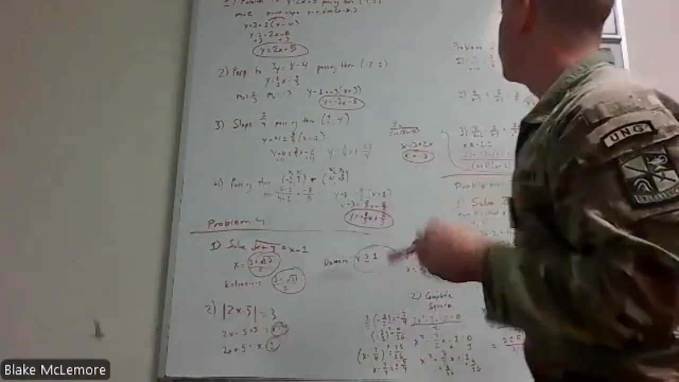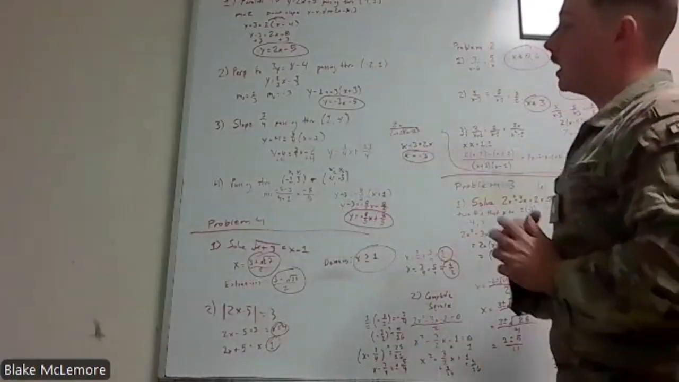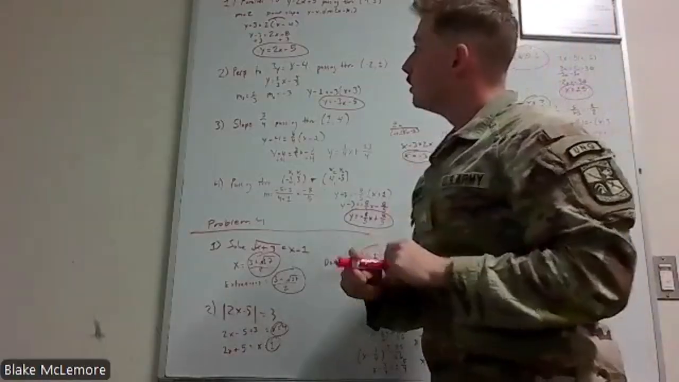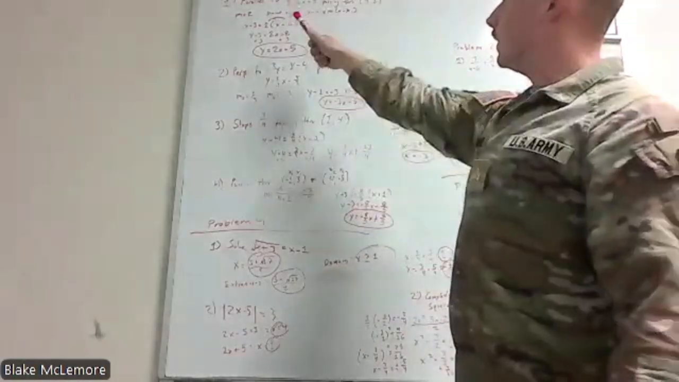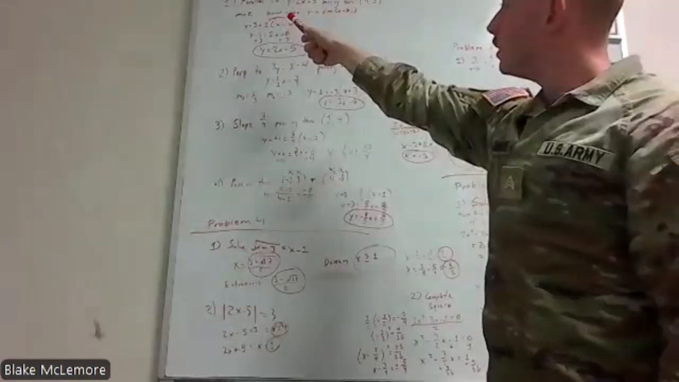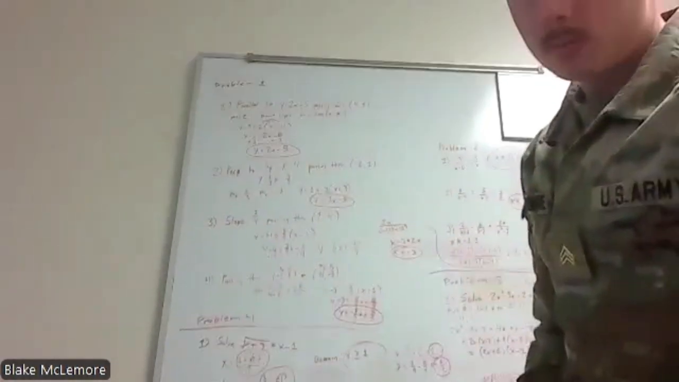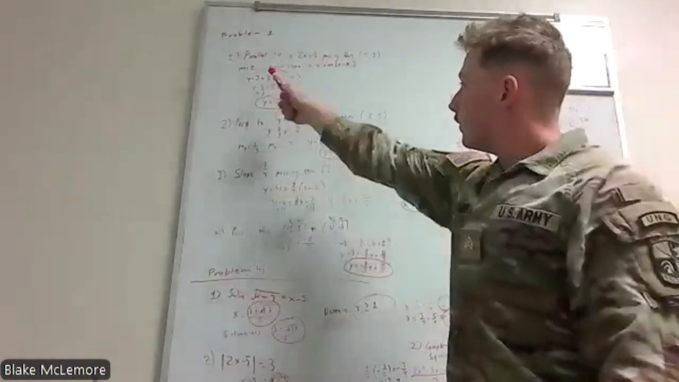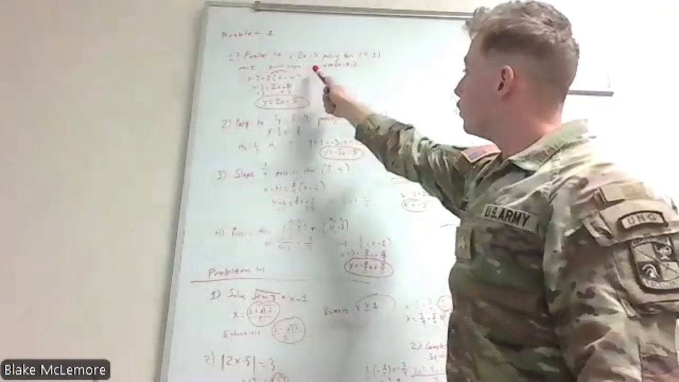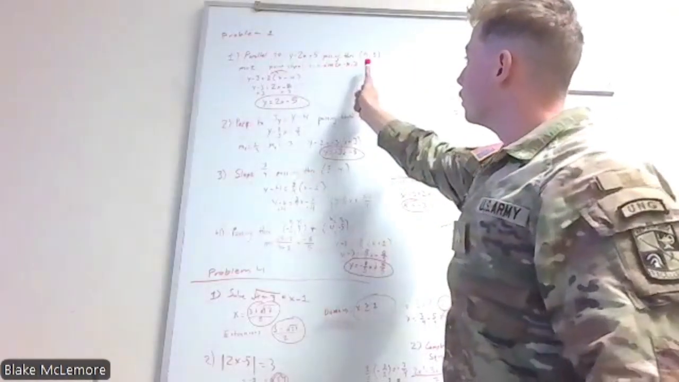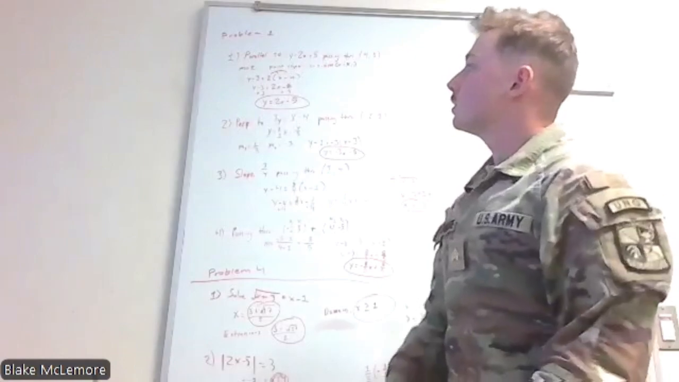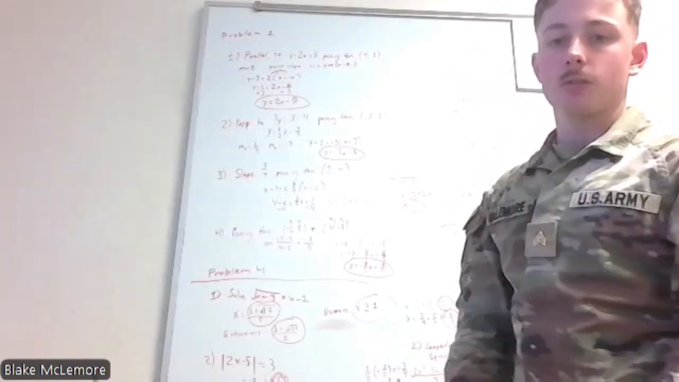All right, so first thing we got is we need to find the line that's parallel to y equals 2x plus 5 passing through 4 comma 3. So first thing you gotta do is find the slope.